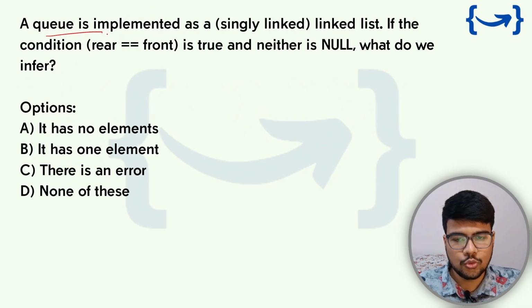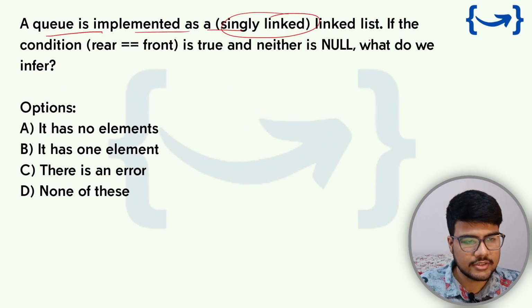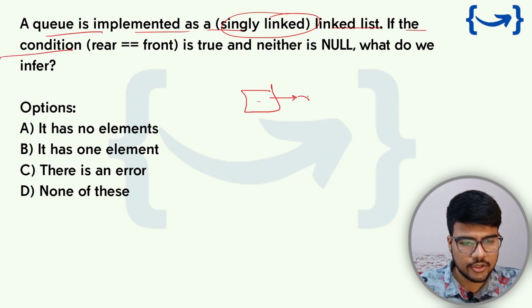Okay, so a queue is implemented as a singly linked list, and the condition is: let's say this is a linked list pointing to null, where it is the rear as well as the front. So if neither is null, and both of these are not null, let's say this is the front end and this is the rear end. So the rear end itself is connected to the front end. So this is the case.